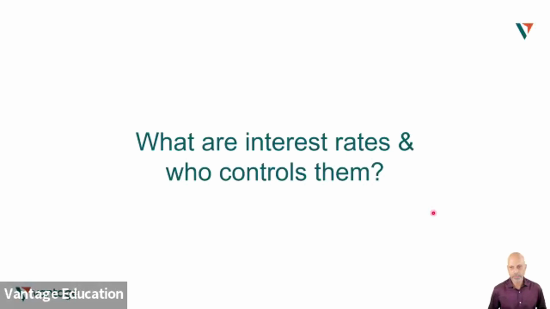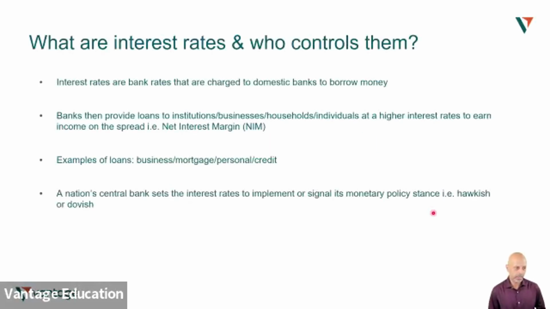So what are interest rates and who controls them? Basically, at its simplest form, interest rates are the bank rates that are charged to domestic banks to borrow money. Banks then provide loans to institutions, businesses, households, and individuals at a higher interest rate to earn income on the spread, which is otherwise known as net interest margin or NIM. Now, this net interest margin is the primary way commercial banks make money. What are some of the exact types of loans that are available? Of course, we have business loans, mortgage loans, personal loans, as well as credit loans.